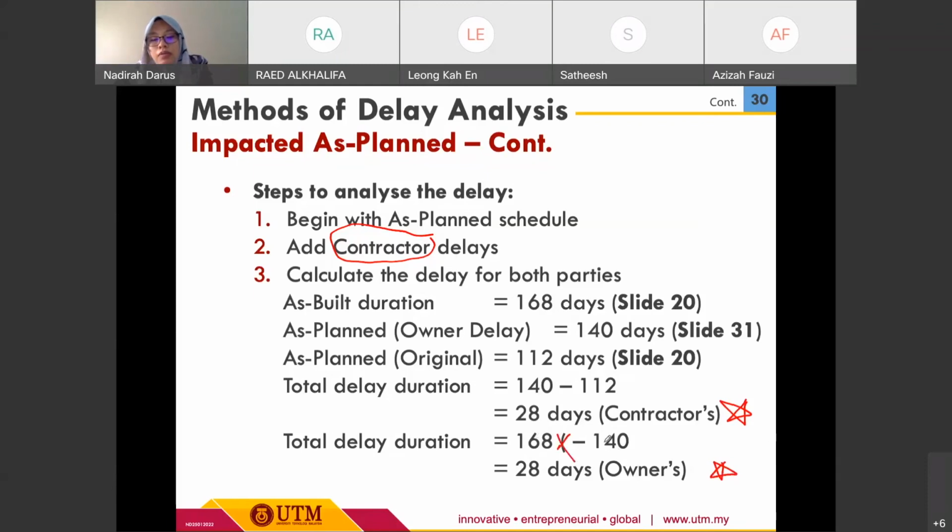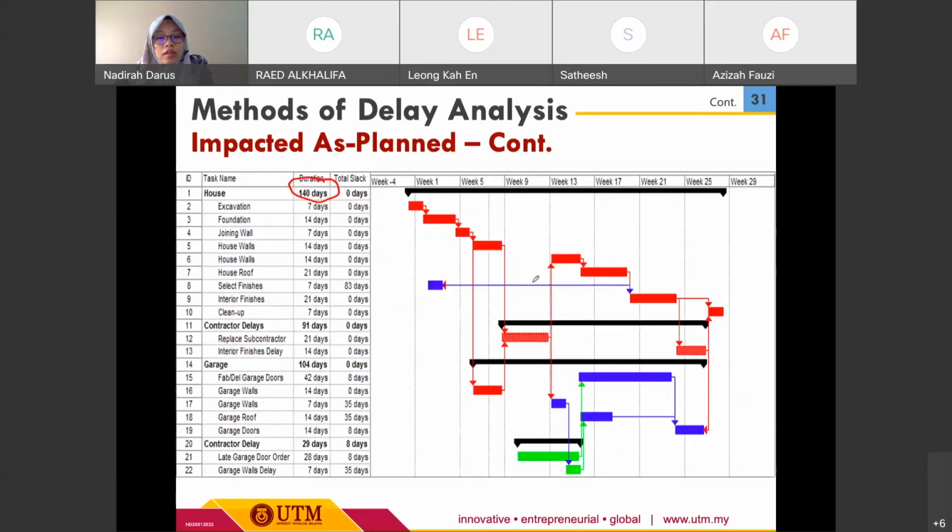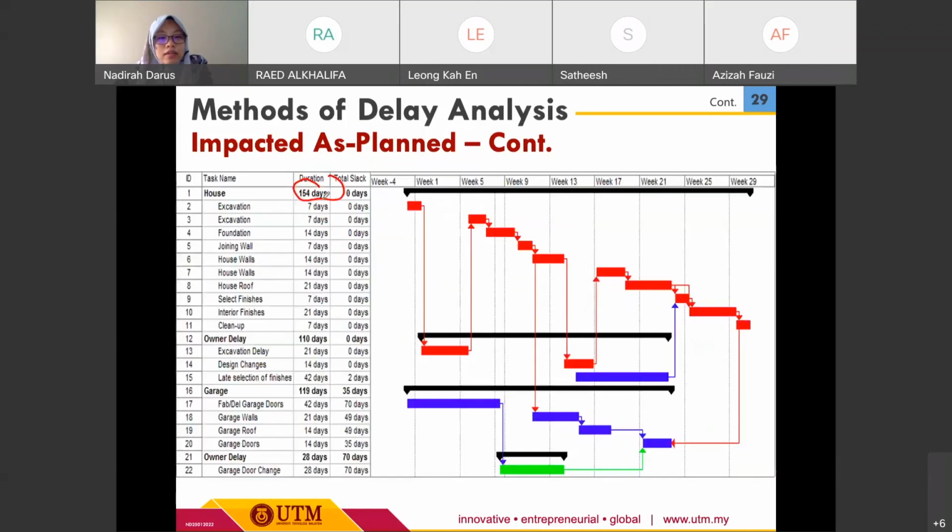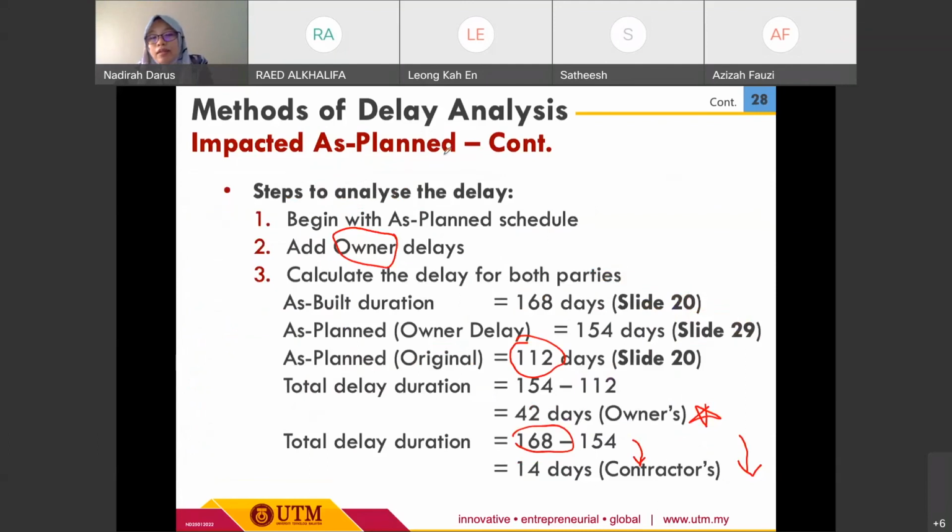168 minus by 140. Okay. So then later you can go through each of these methods and try to differentiate, right? Okay, this is the work program related to this method. Okay, impacted as planned, which is one type of method that falls under the prospective approach or analysis, right?